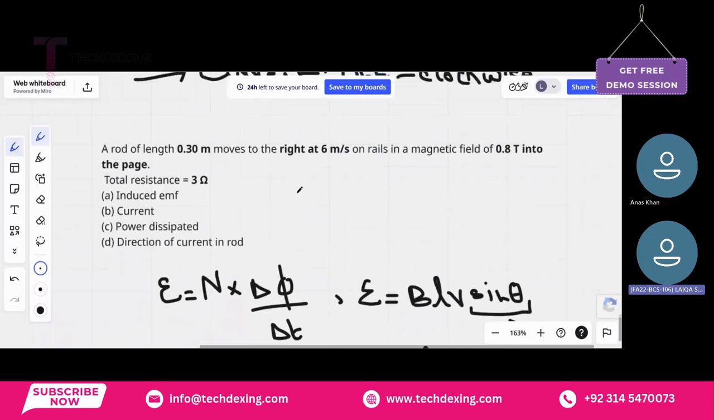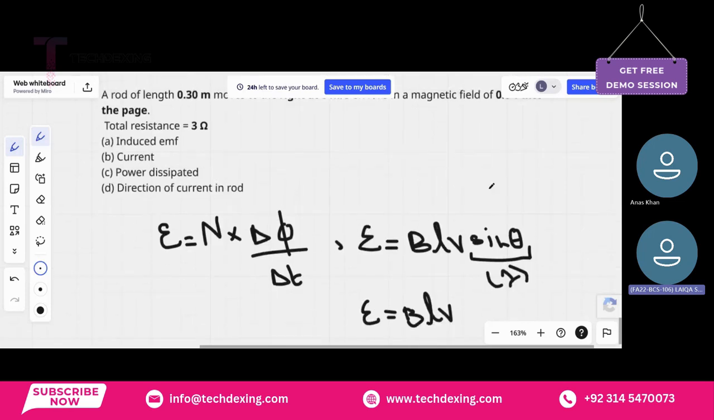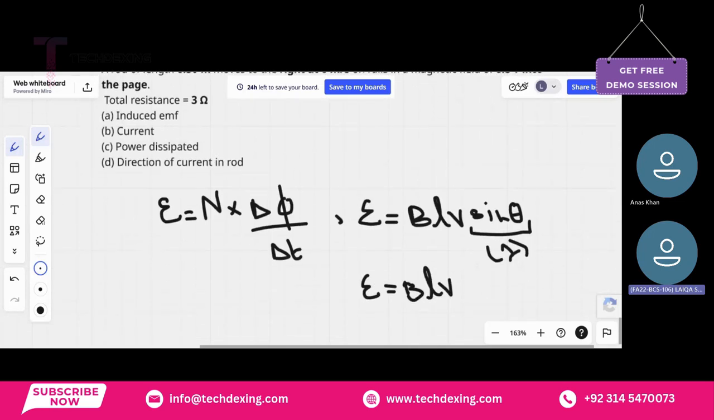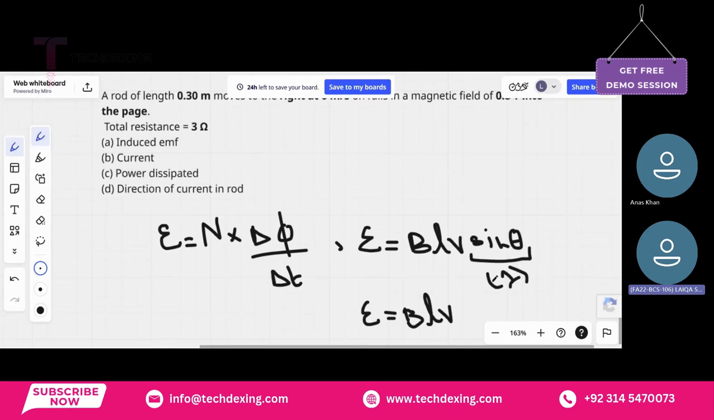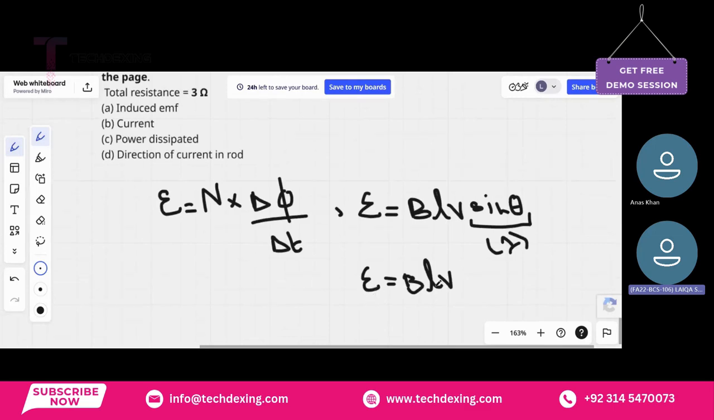But you have to read the statement carefully. Sometimes you may not be given theta directly as 0 degrees or 90 degrees, but it may be written in the form of words, like they are perpendicular to each other or parallel to each other. In that case, you consider theta as 90 degrees or 0 degrees accordingly. But where you are not given anything related to theta or the orientation, you simply consider sine theta as 1 so that we get the maximum EMF. So the formula becomes epsilon equals BLV.